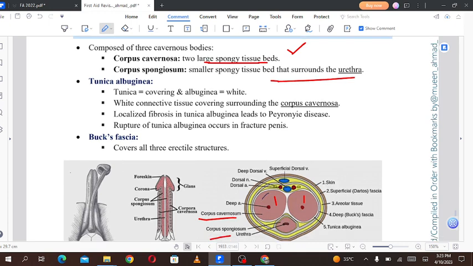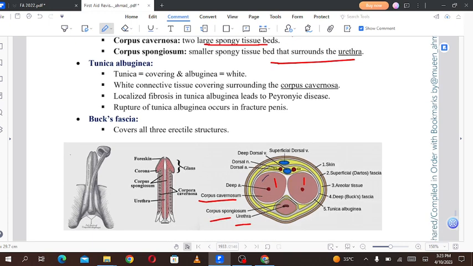Tunica albuginea. Tunica means covering and albuginea means white connective tissue covering the surrounding of the corpus cavernosa. So you can see there is a white covering that is surrounding the corpus cavernosa. I will highlight that and then delete it. So this particular covering around the corpus cavernosa is called tunica albuginea. It is a white connective tissue which is surrounding the corpus cavernosa.